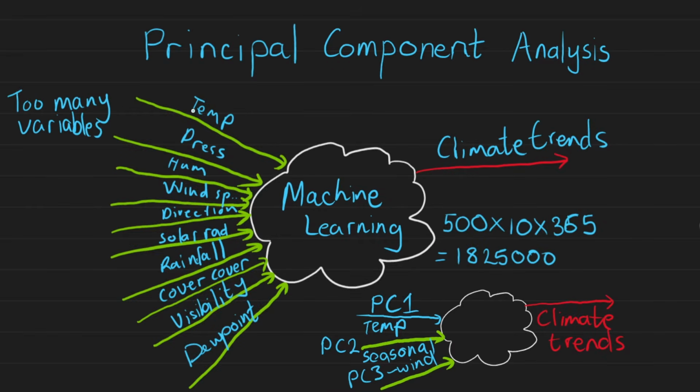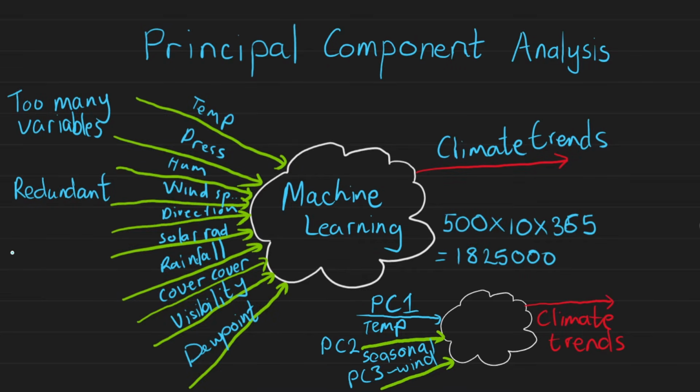So perhaps temperature and humidity are related. Maybe we can capture them into one variable. Another thing is maybe we have redundant variables. There's a difference between having too many variables and having redundant variables, but they are related. Too many variables refer to the fact that some of these variables are interrelated. Redundant variables mean that perhaps some variables actually refer to the same thing.